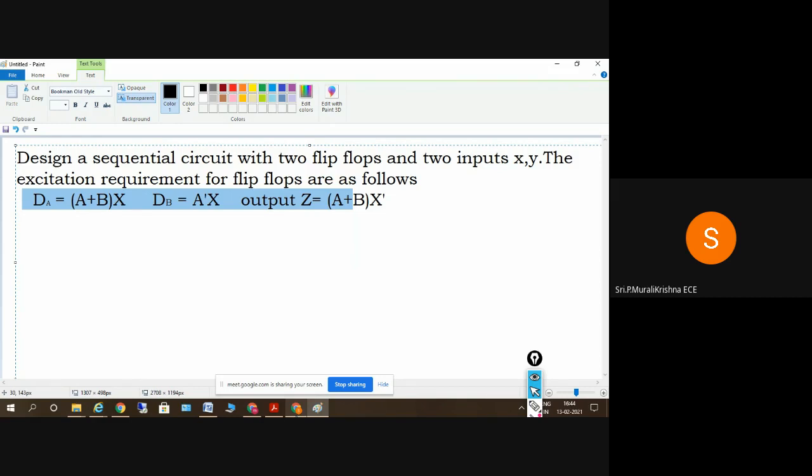Or if you are given A of t plus 1 is equal to A plus B into X, obviously the values of dA and dB are equal to A plus B into X and A bar into X, because D flip flop has that property. So what is the next state? The next state will be the inputs here. Whenever the inputs are given, we can find the next states here.